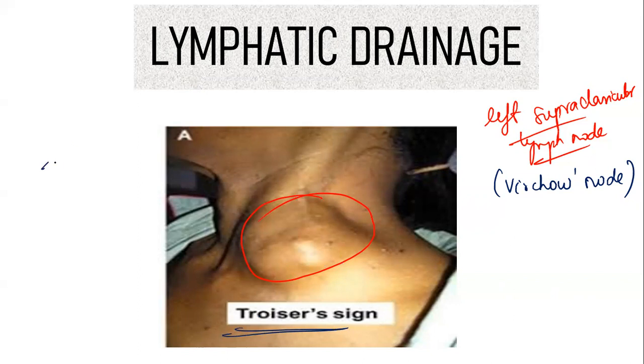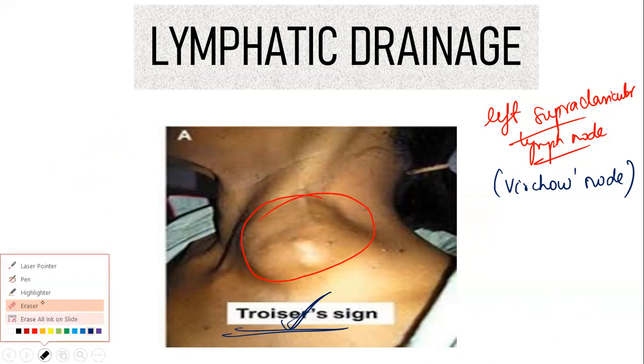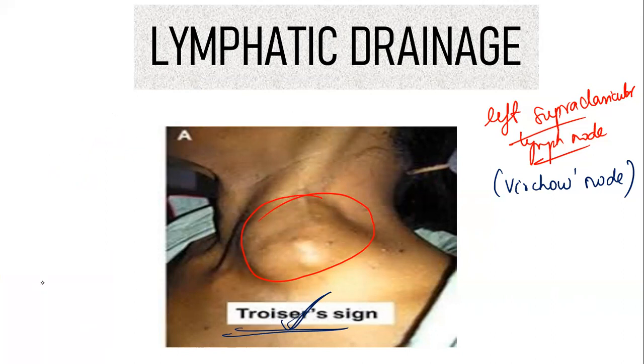Just be very careful. You have got something called Troisier's sign also. Troisier's sign is different from the other similarly spelled sign. Please do not confuse between these two. Be very careful with the spelling, right? So Troisier's sign is actually the involvement of the Virchow's node, which is presented as a neck swelling.